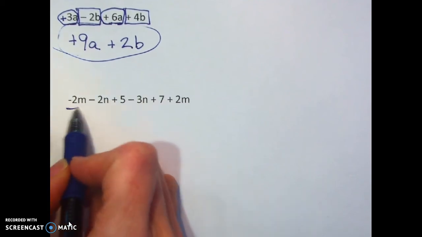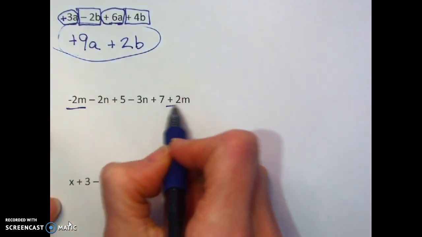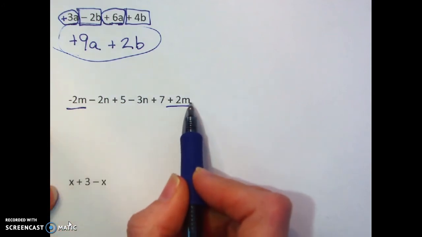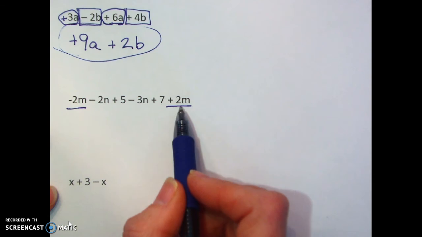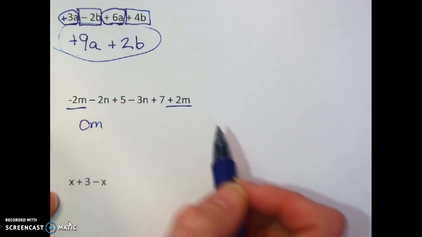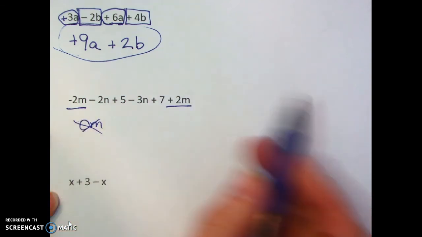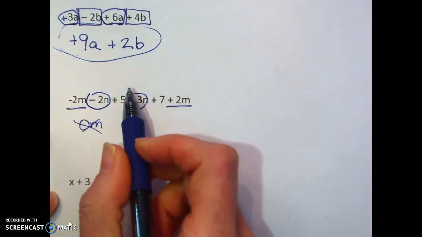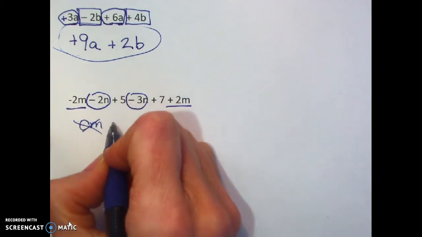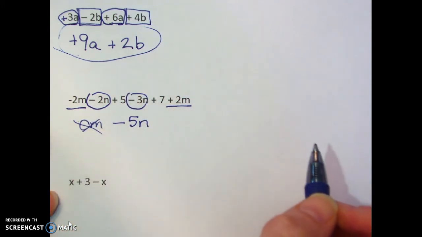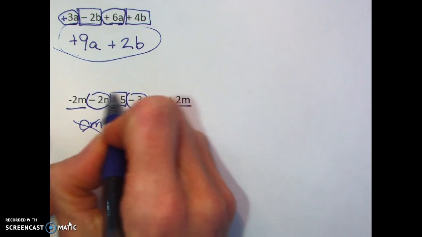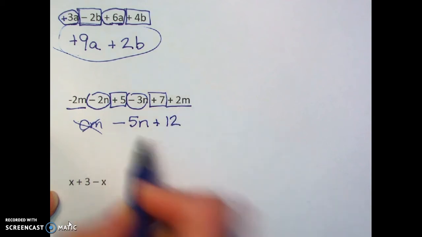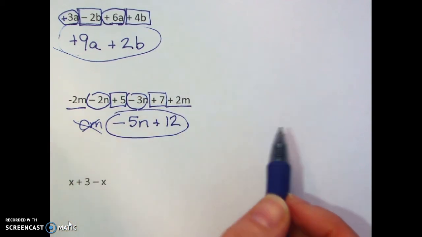Try another one. Here's an M. So we have negative 2m and positive 2m. Negative 2 and positive 2 actually add up to 0m, which means we probably don't have to even write it. The n's, negative 2n and negative 3n add up to negative 5n. And then our positive 5 and our positive 7 need to be combined into a positive 12. So our final answer is just negative 5n plus 12.